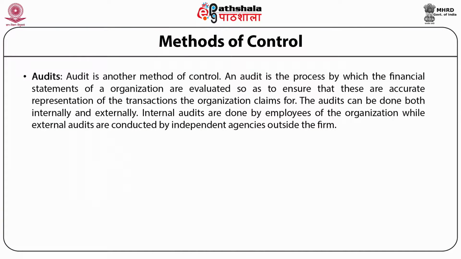Audits. Audit is another method of control. An audit is the process by which the financial statements of an organization are evaluated so as to ensure that these are an accurate representation of the transactions the business claims. Audits can be done both internally and externally. Internal audits are done by employees of the organization, while external audits are conducted by independent agencies outside the firm.